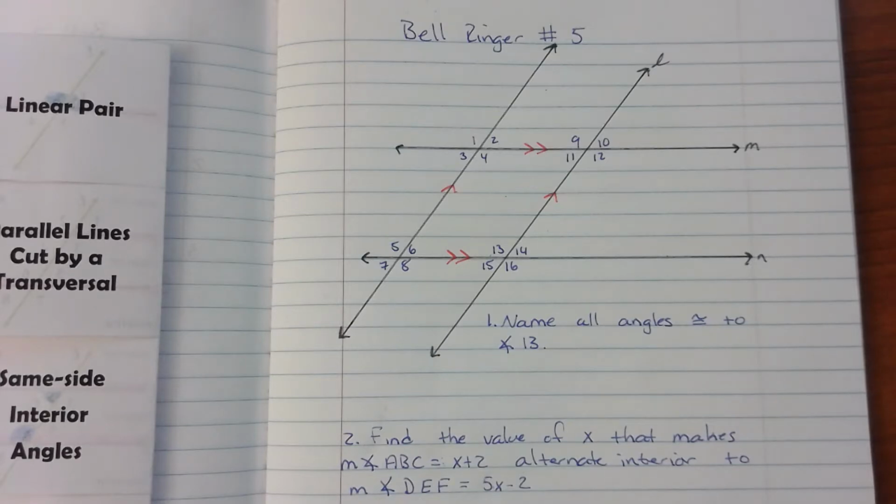Savannah, where's Savannah? Savannah, give me one angle that is congruent to 13. This is the congruent symbol, guys. Congruent to angle 13, and tell me why. Good. 13 and 9, because 9 is corresponding. Valerie? Give me another one congruent to 13 or 9, since we have both of them now. Why?